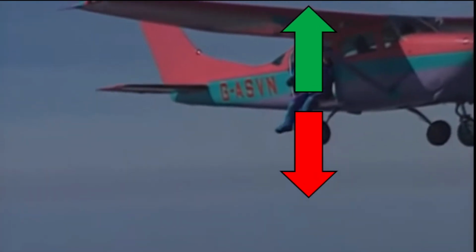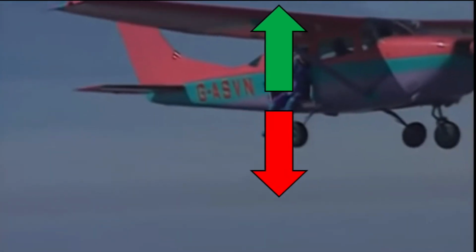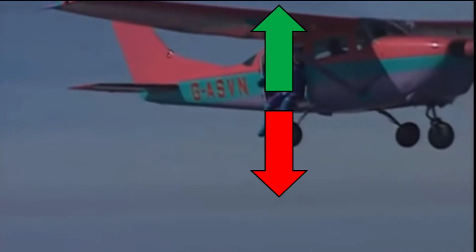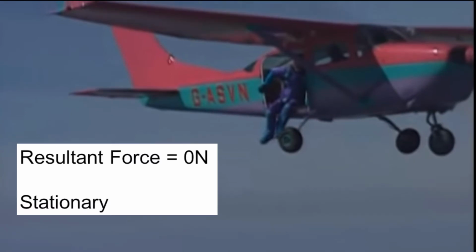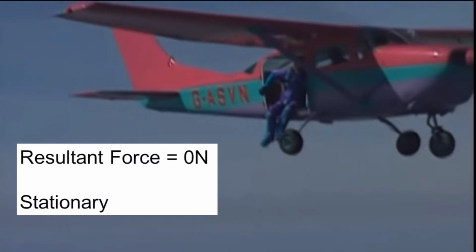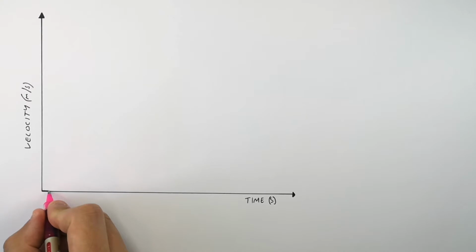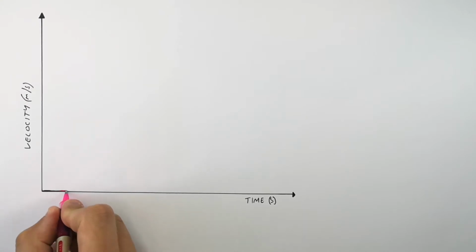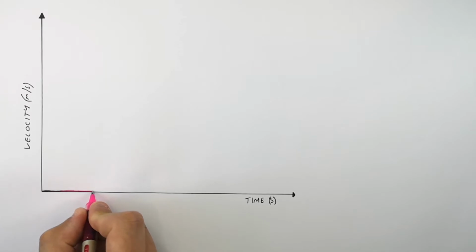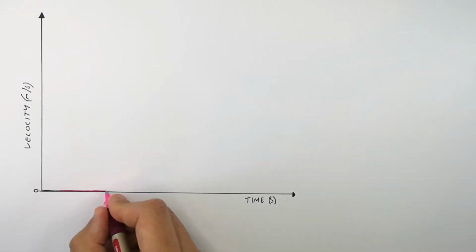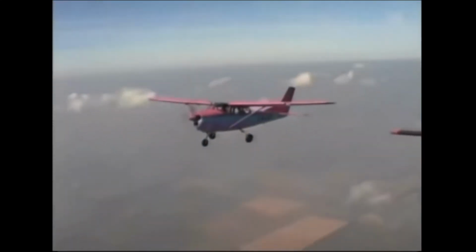Their weight due to gravity is equal to the opposite force acting from the plane onto the person. So there is no resultant force acting on the skydiver. So they are currently stationary. And as we draw the line going along the velocity time graph, we show that their velocity does not change. The skydiver, as you can see here, is stationary. They have a velocity of 0 meters per second.